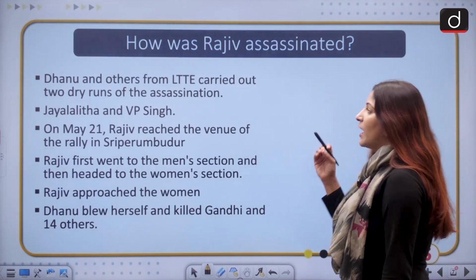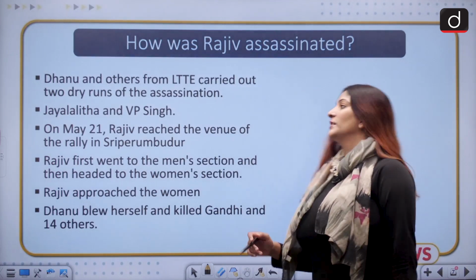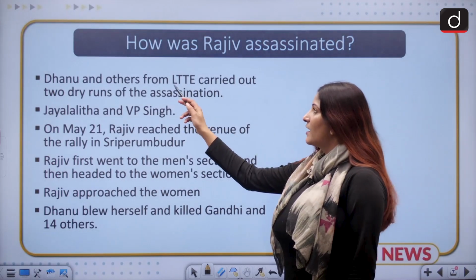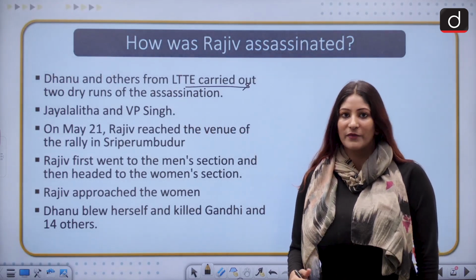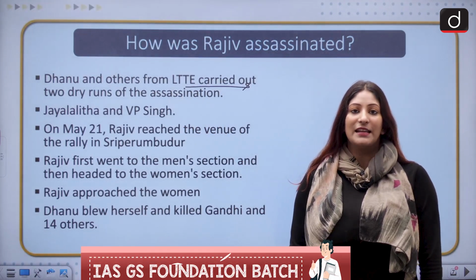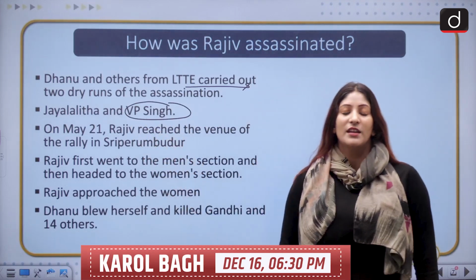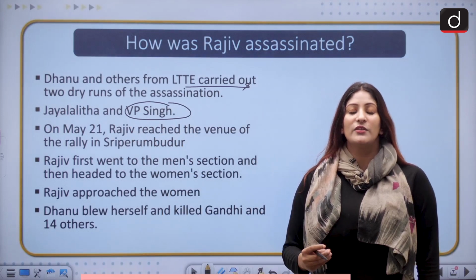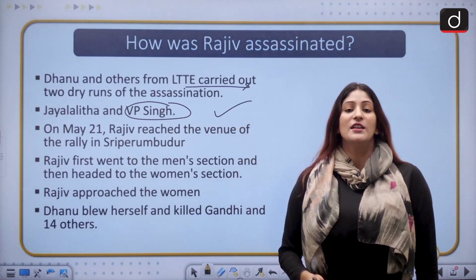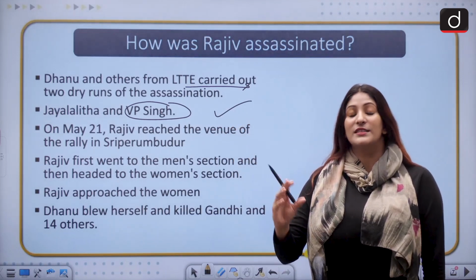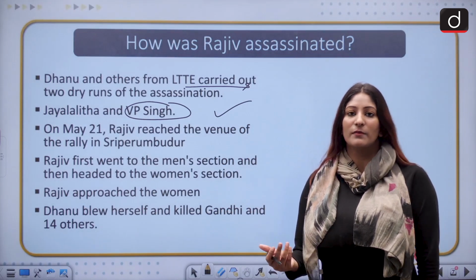Moving ahead, Dhanu, as I said, was one of the 8 core members of LTTE who implemented the assassination. She and others from LTTE carried out 2 dry runs before committing the final plan. The first dry run was at the AIADMK chief Jayalalitha's rally, and the second one was at VP Singh's. In the second run, she could reach closest to VP Singh and she touched his feet, making sure that she could do the same to Rajiv Gandhi, which she did before she triggered her human bomb.